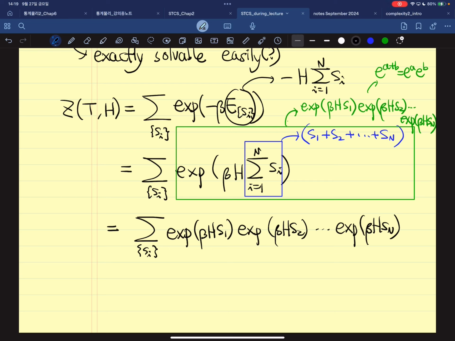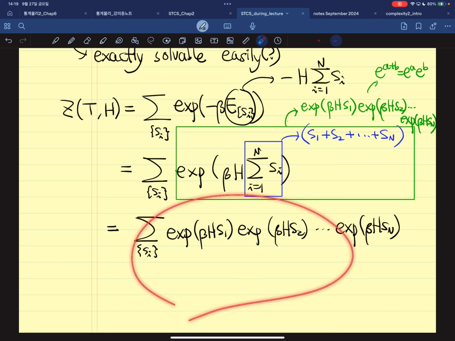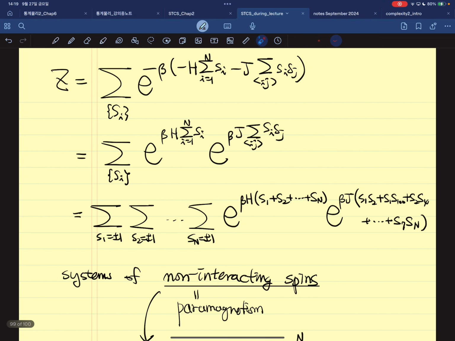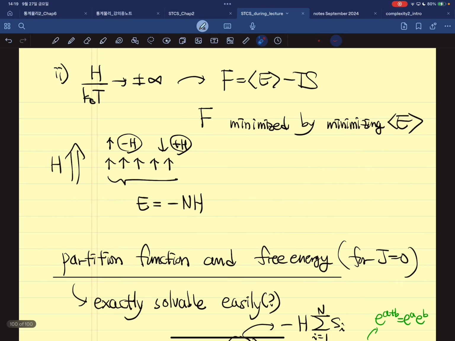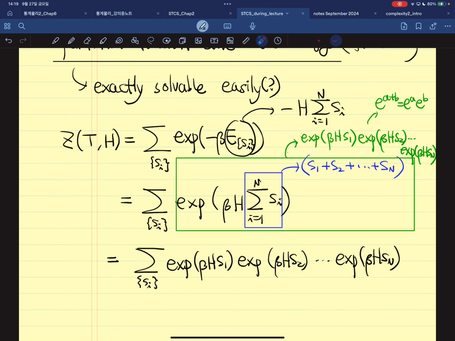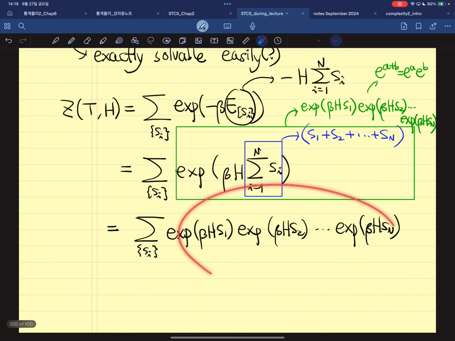And splitting this as such is very essential to make this calculation possible. Let's imagine for a second that we cannot ignore this part. Then it's almost impossible to decompose this product term in this manner. But because this is a simple linear summation, it's possible to split all the exponential factors like this.